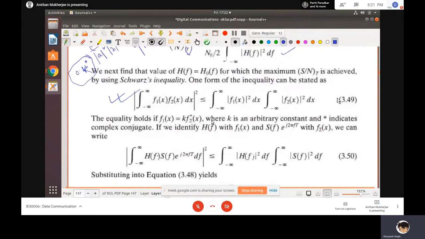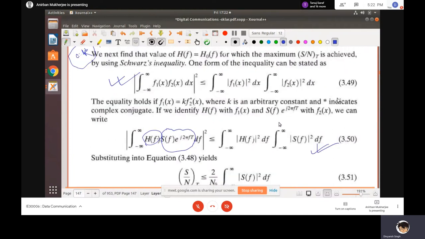So now, if I choose f1(x) as H(f) and f2(x) as S(f) e to the power minus j 2 pi f T, then I can write mod of H(f) square and mod of S(f) e to the power minus j 2 pi f T square. Mod of AB equals mod of A into mod of B, that is mod of S(f) square and mod of e to the power j 2 pi f T, which is 1, so that is gone. So you are finally getting like this.